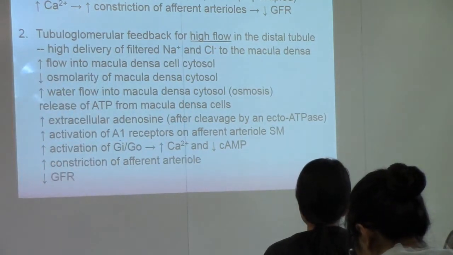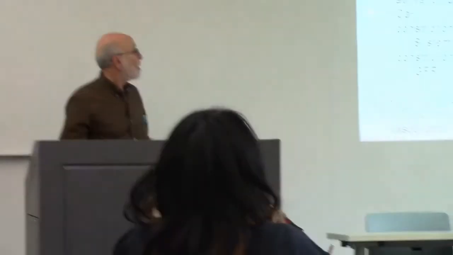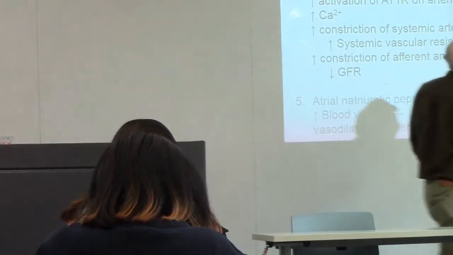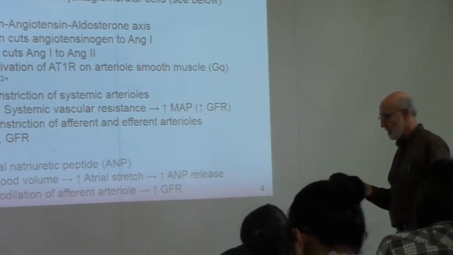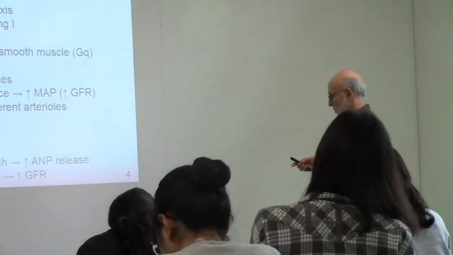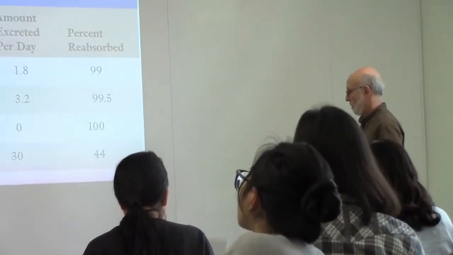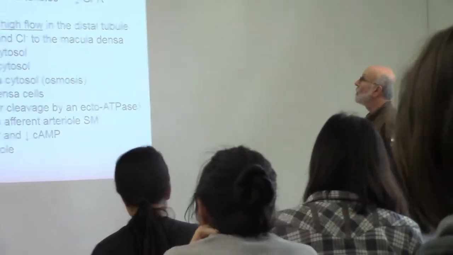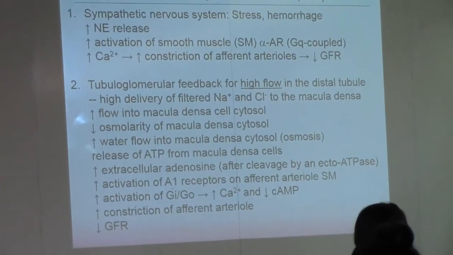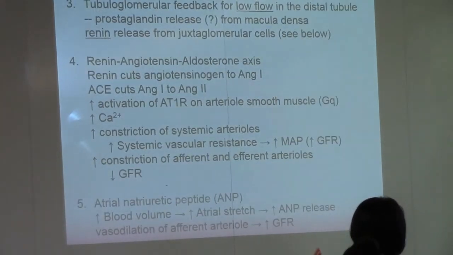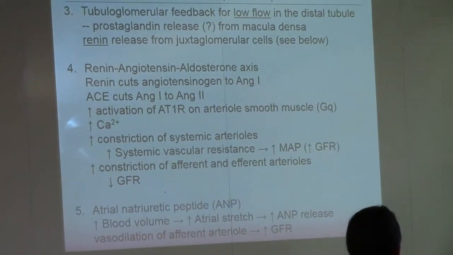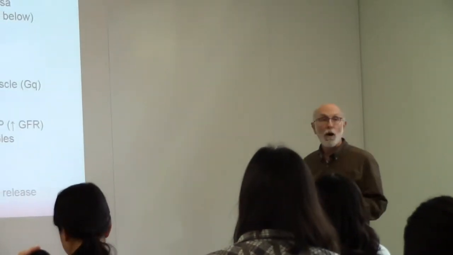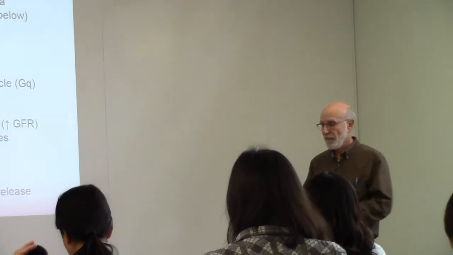Okay, so predictably, this was tubuloglomerular feedback for high flow. Predictably, the next step is tubuloglomerular feedback for low flow. If the macula densa detects low flow, then what happens?